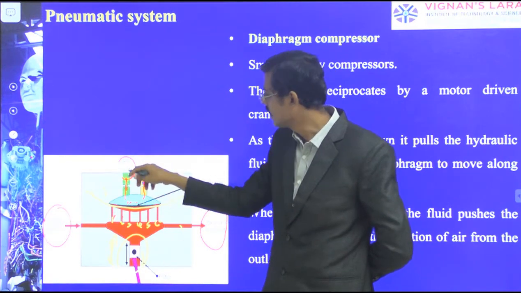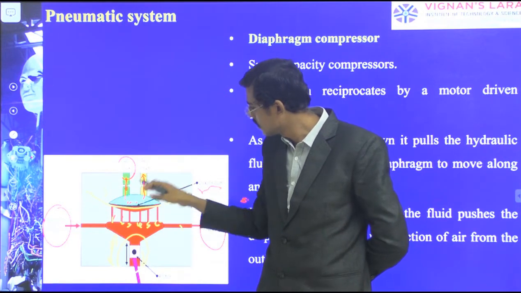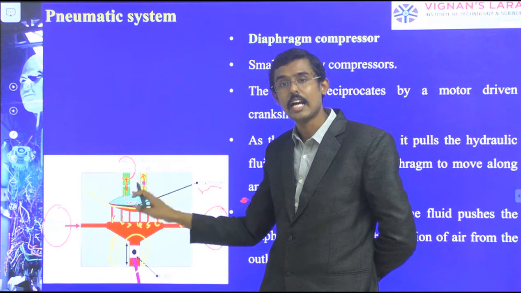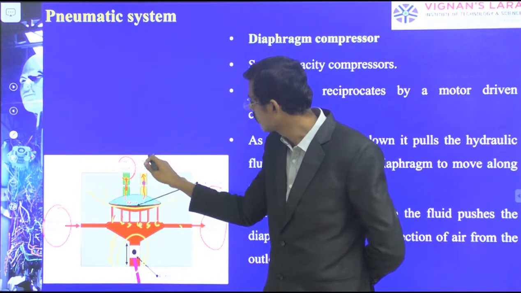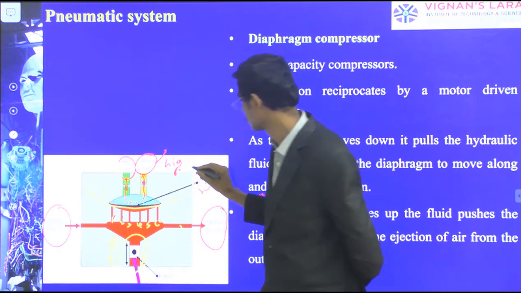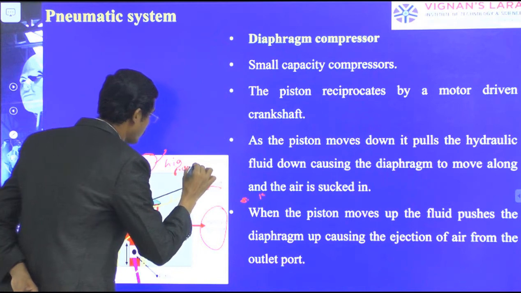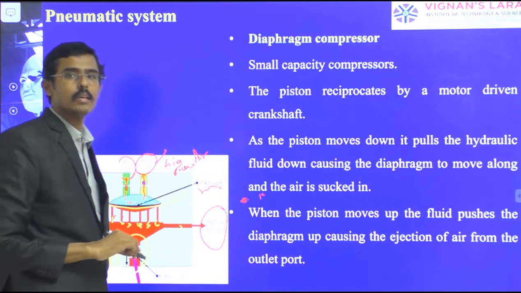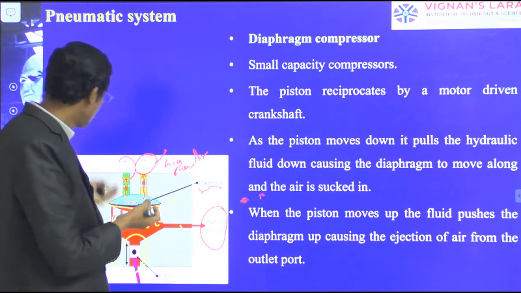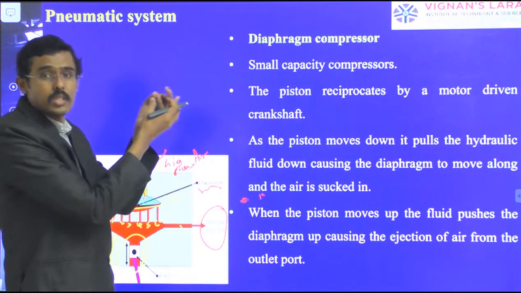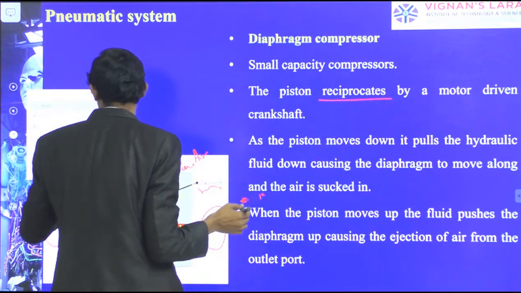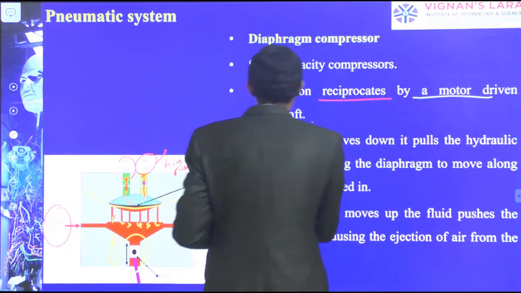So what happens here? Air inlet with normal pressure is given, and the hydraulic fluid is pressurized by the piston. The diaphragm receives the pressure, that diaphragm pressure is transferred to the air, and in the outlet I have high pressure air. Likewise we can utilize this diaphragm compressor. Same piston, same reciprocating action, but in the middle I am supplying the fluid to increase the pressure. The piston reciprocates by a motor driven crankshaft.